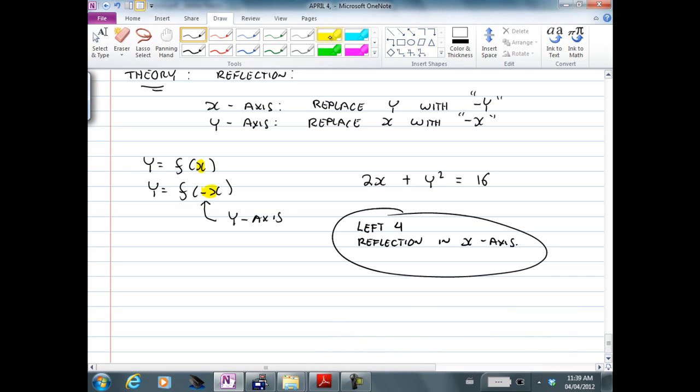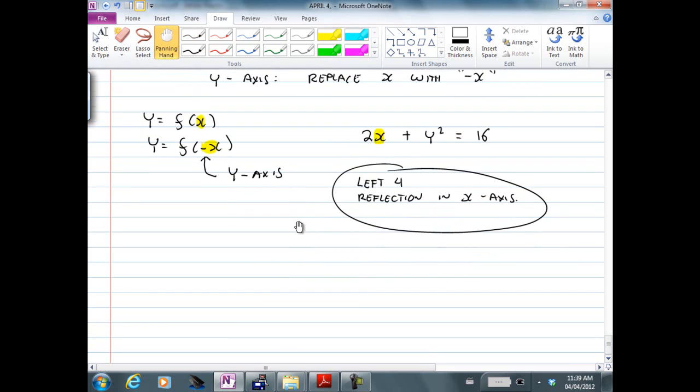Left 4 means I'm going to replace x with something. X plus 4. So you're going to replace x with x plus 4. So I go 2, open brackets, x plus 4. Because in theory, everything is reverse, x plus 4. Okay? But now I have a reflection in the x-axis. So I go plus. I'm going to replace y with something.